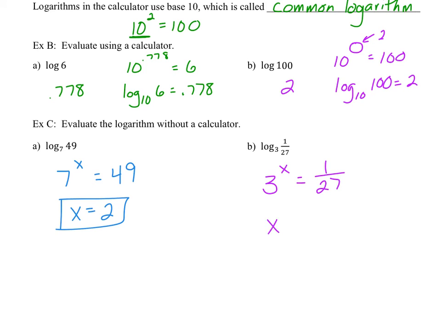So I know that I'm going to have a negative something. So 3 to the, ignoring that it's 1 over 27, just think of 27. So 3 to the what power is 27? 3. So if I put into the calculator just to check, 3 to the negative third is 1 over 27.